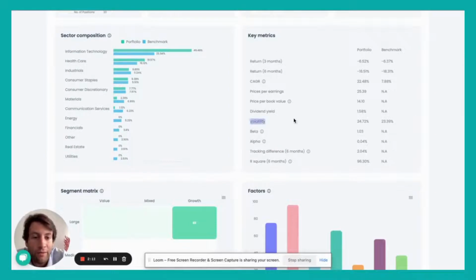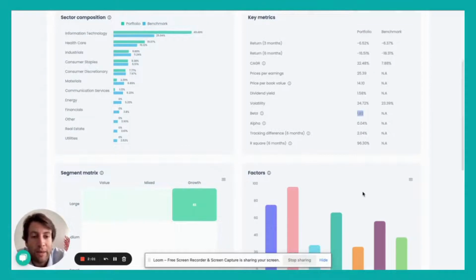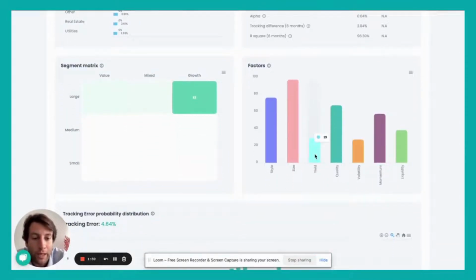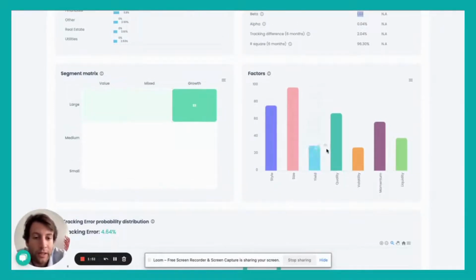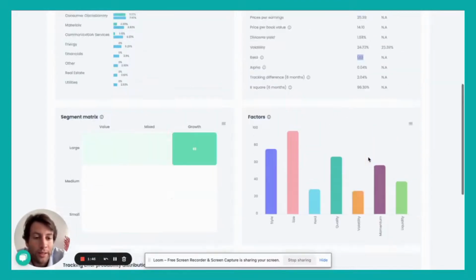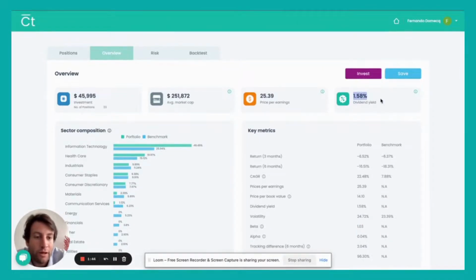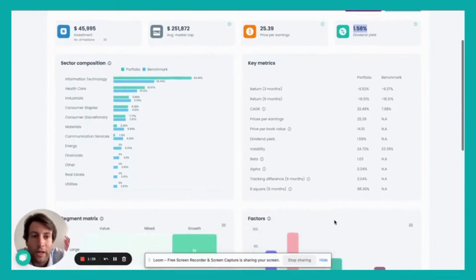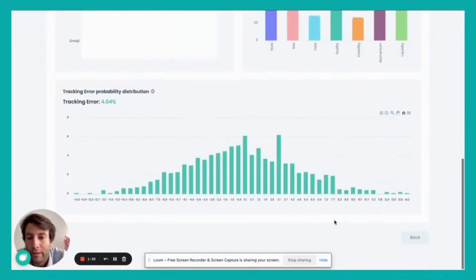We can see from a volatility perspective, they're very much in line with the benchmark, and they have a beta of 1.03. So really the same level of risk as the market. We can see that they have companies with low dividend yields. They are in the 29th percentile and low volatility. We can see that the dividend yield of their portfolio is 1.558%, while the average of the market is 2.1%.